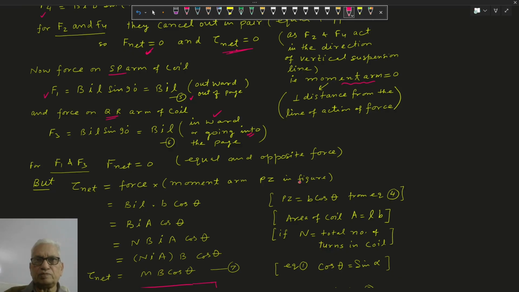They are equal and opposite, so net force is 0. But net torque is not 0. Moment arm is not 0 here. So torque is given by the force multiplied by the perpendicular distance PZ in the figure. This is called moment arm.